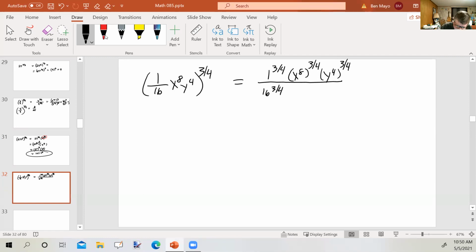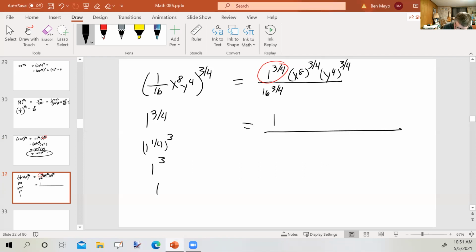So now taking those one at a time, 1 to the 3/4 power. Well, the fourth root of 1 cubed would be 1 cubed, which is 1. Okay. Then this one, a power raised to a power. We multiply the exponents. 8 times 3/4 is 24/4 or 6. So x to the 6th power. y to the 4th to the 3/4 power. Again, we multiply the exponents. 4 times 3/4 would be 3.